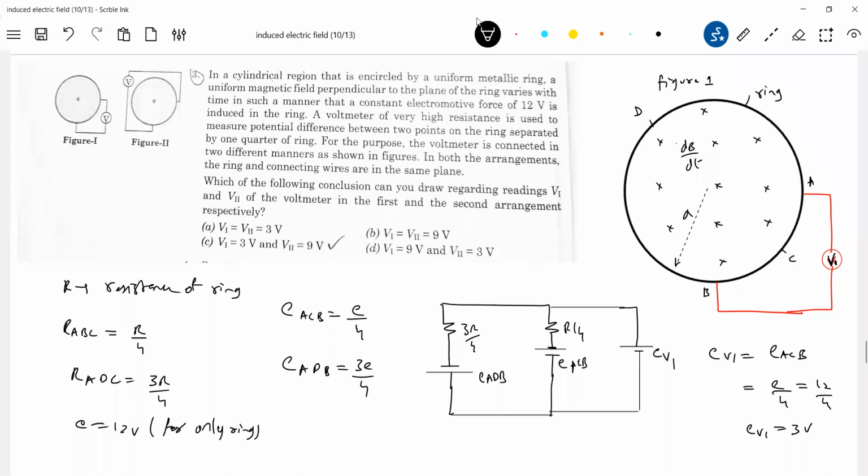Are you able to understand? So, sir, why are you equating this? No EMF is induced in this loop. So therefore, when you trace it out, EACB minus EV1 should be equal to 0. This EMF should be equal to this one. Then only the net EMF here will be 0. No current will flow here. Open circuit.